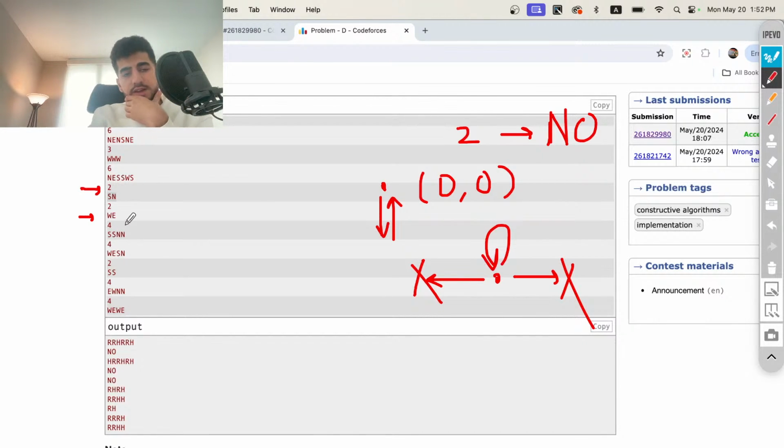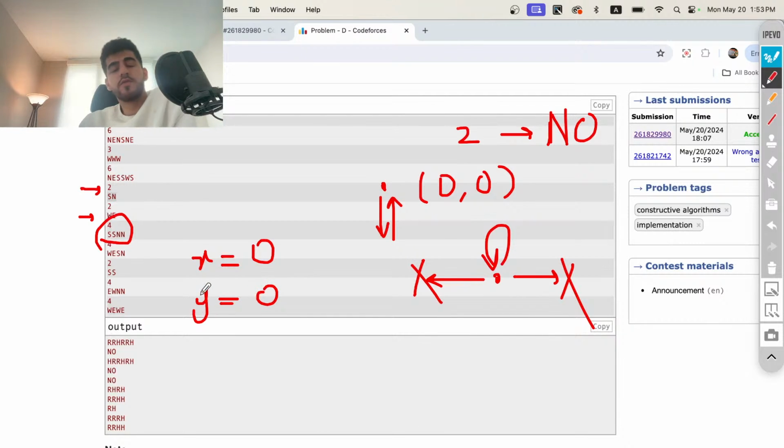And there's another thing, that it is possible that x and y are both 0, x is 0 and y is also 0, and one of the robots does not move. For example, in this case, we have 4 moves: S, S, N, N. Only in the case that x and y are both 0, it is possible that one robot does not move. Because otherwise, both of them should end up in a different place. So both of them should move.